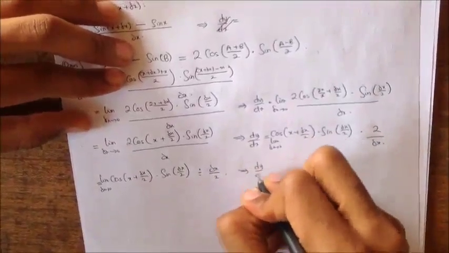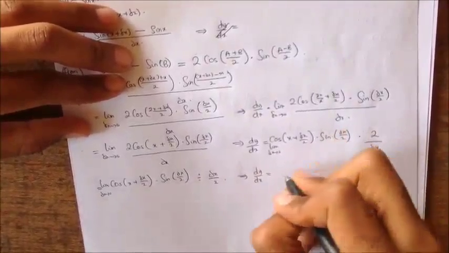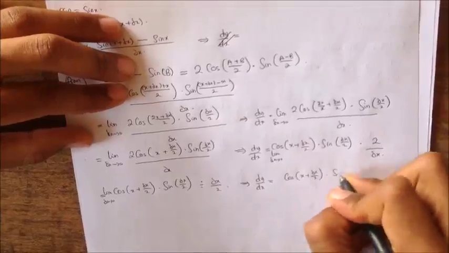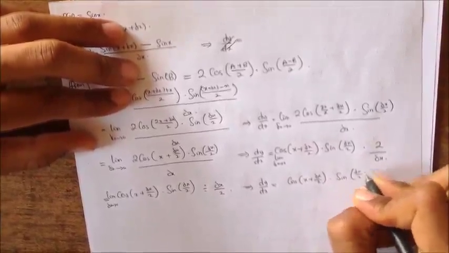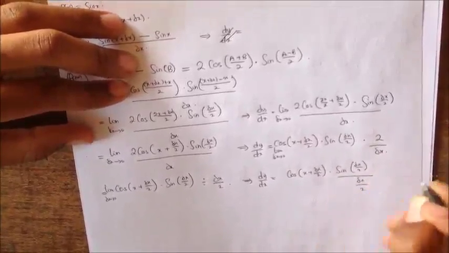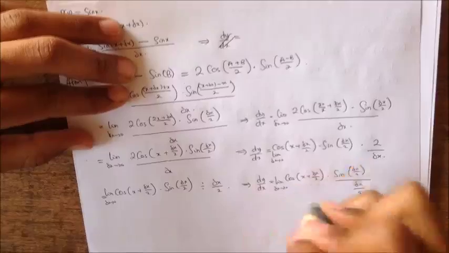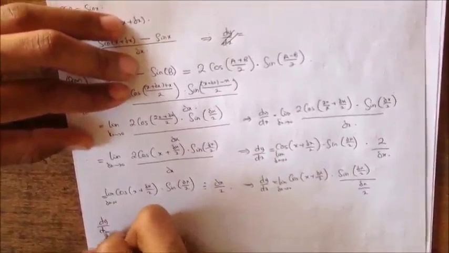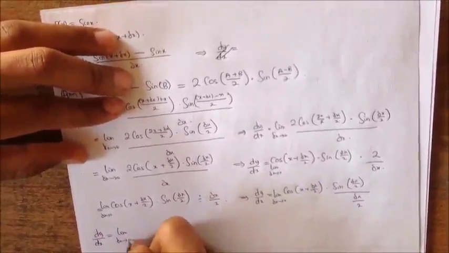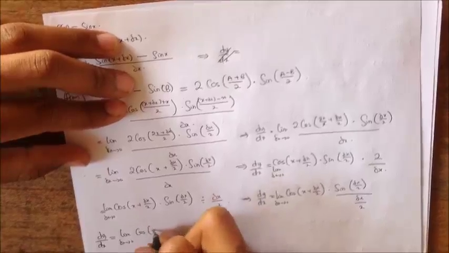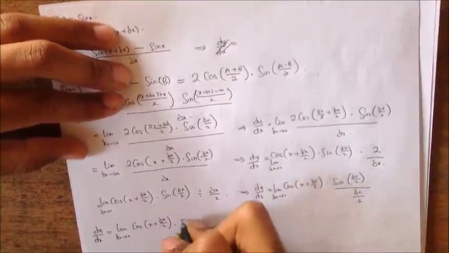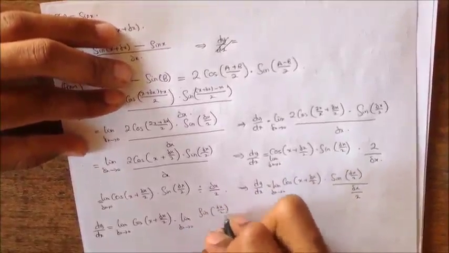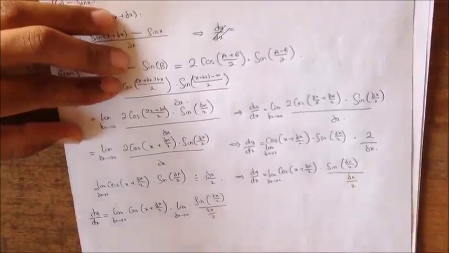So this means that my dy dx is equal to the limit of cos of (x plus delta x divided by 2) times sine of delta x divided by 2, divided by delta x divided by 2. I can rewrite this. From our knowledge of the algebra of limits, this is the limit as delta x tends to 0 of cos of (x plus delta x divided by 2), times the limit as delta x tends to 0 of sine of (delta x divided by 2) divided by (delta x divided by 2).